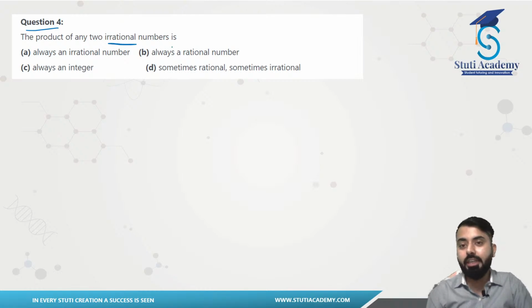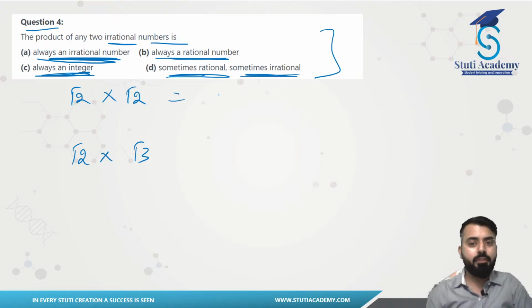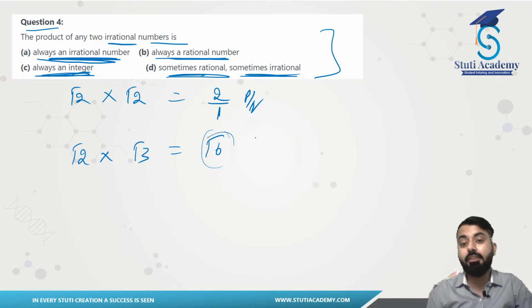Product of any two irrational numbers is always. Now guys, see, if I take two irrational numbers, square root 2, and the options are always an irrational number, always a rational number, always an integer, sometimes rational, sometimes irrational. Now if you guys remember, I had explained this concept earlier in our conceptual videos. So if I take examples here, let's say if I assume square root 2 and square root 2, and then I assume square root 2 and square root 3. If I multiply these two, I will be getting a 2 here and a square root 6 here. Now you guys see, 2 can be represented in the form of p by q, whereas root 6 is not. It is an irrational number.